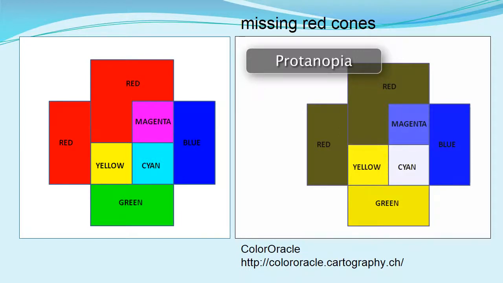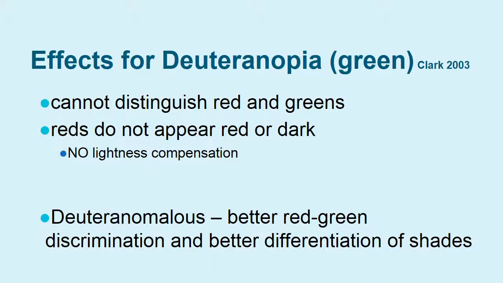And notice that yellow and green are very, very difficult to separate. Now, what about the effects of deuteranopia? These are folks that are missing the green cones. And they cannot, again, distinguish red and greens, but reds do not appear to be red or dark. So you can't compensate for lightness.